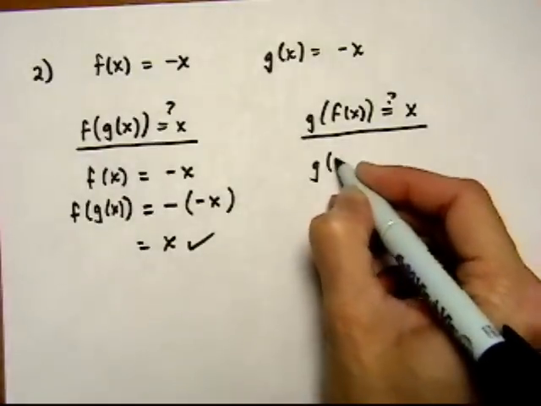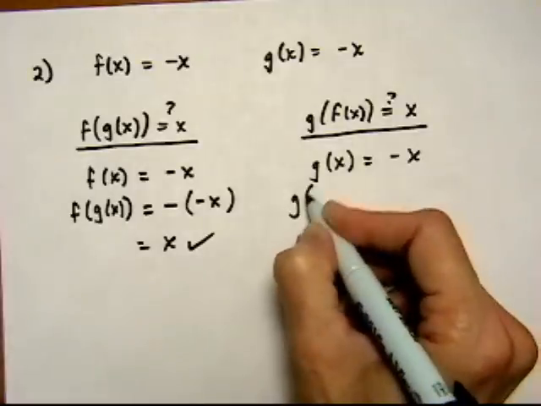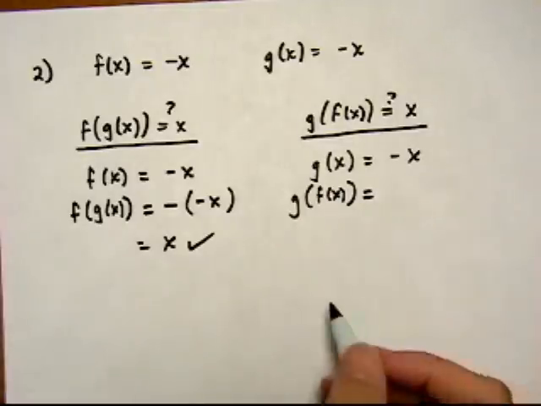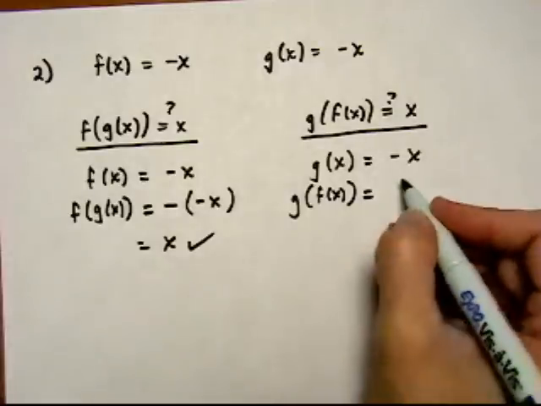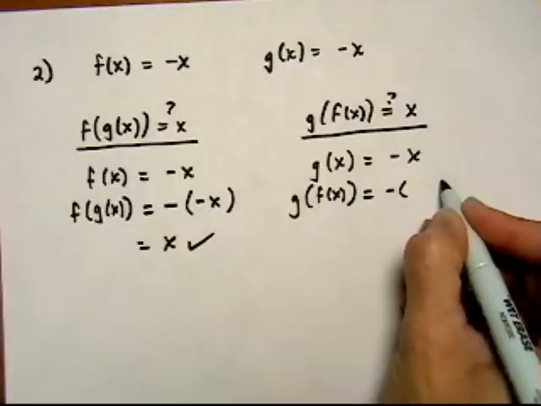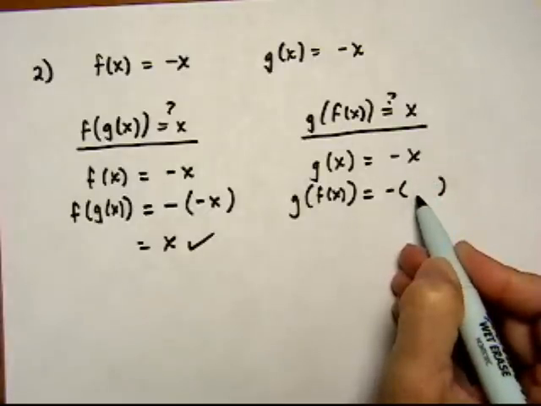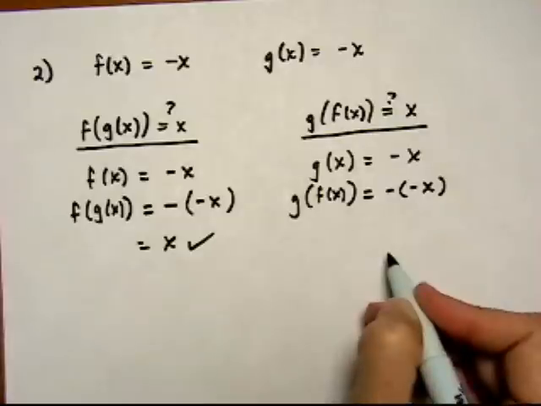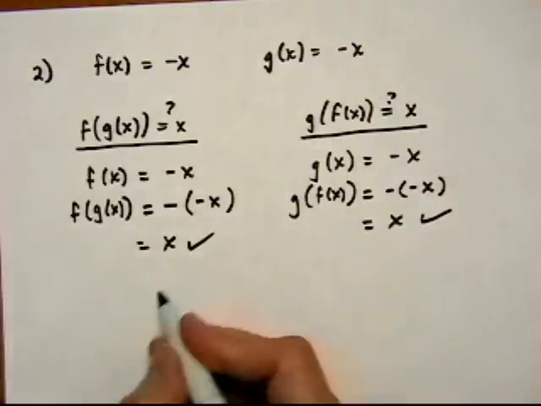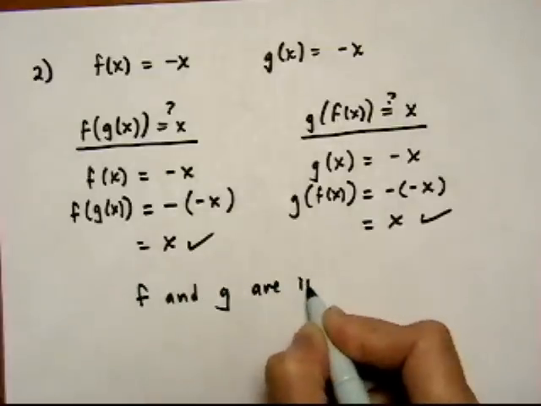And the other one, we start with g of x instead. G of x is negative x. And we want to find out what happens when we put f of x as the input. And do we get undone effects and just get x out again? So I have negative times x. I'm replacing x by f of x. F of x is negative x. So I get x. And that worked out too. That means f and g are inverses.